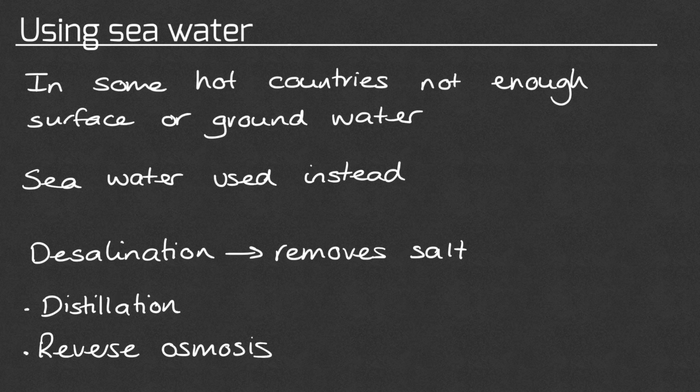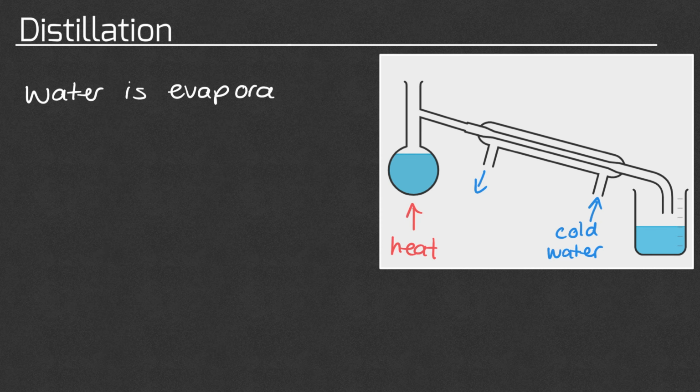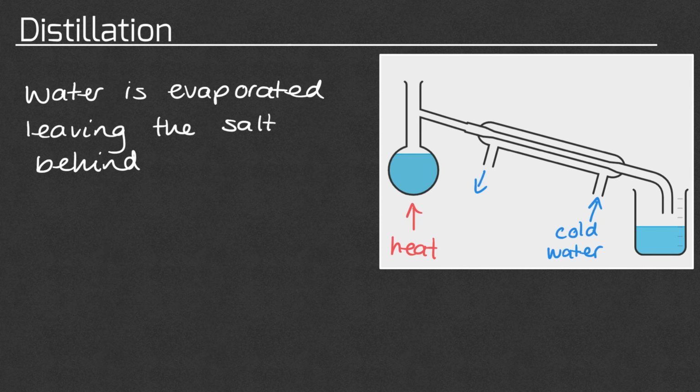There are two methods we can use to desalinate seawater. We can use distillation, or we can use reverse osmosis. We're going to look at these two processes in a little bit more detail now. In distillation, the water is first evaporated, and that will leave the salt behind. Now, this will be done on a big industrial scale. However, I've shown a diagram of some lab equipment to put this in context.